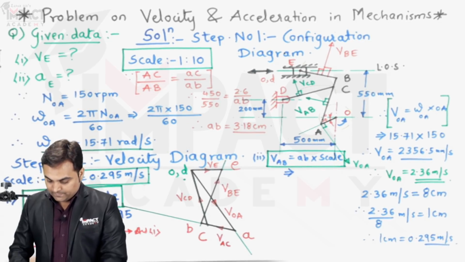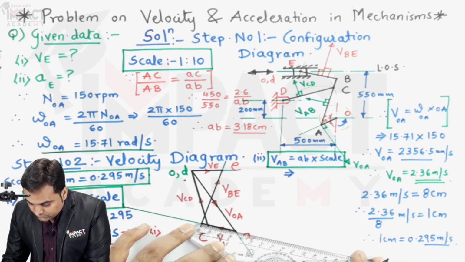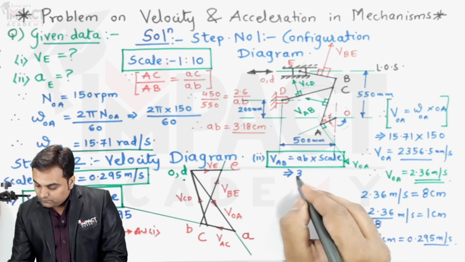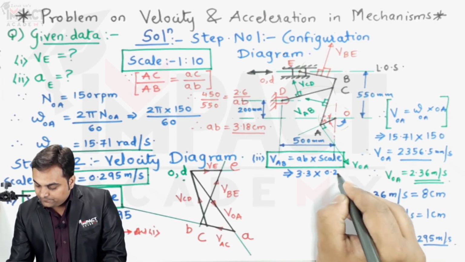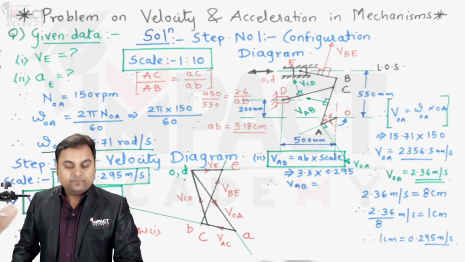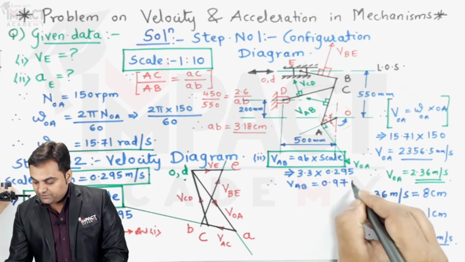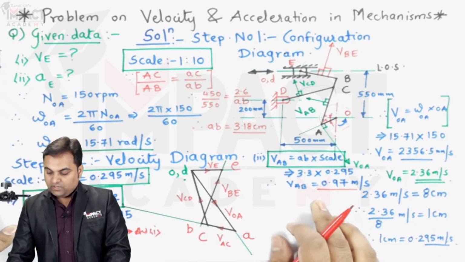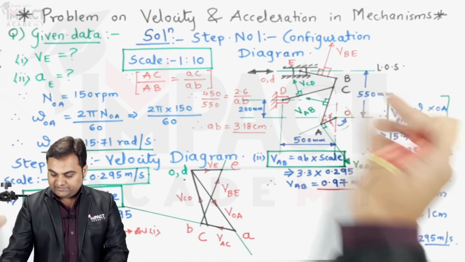Distance AB I'll measure in centimeters. It comes out to be 3.3 centimeter into the scale, which is 0.295. So therefore VAB comes out to be 0.97 meter per second. After getting velocity of AB, next I'll calculate velocity of link CD.